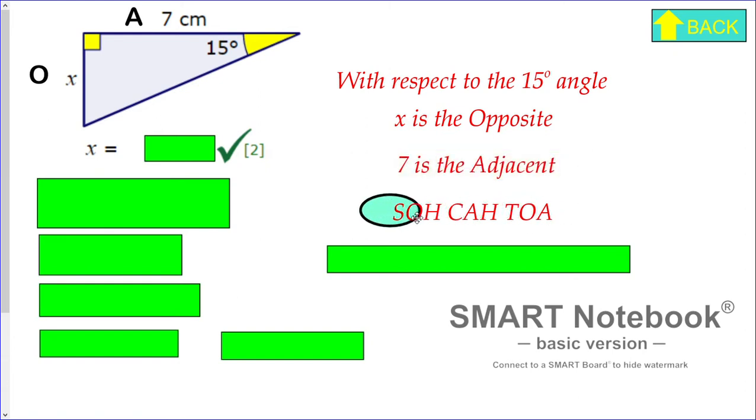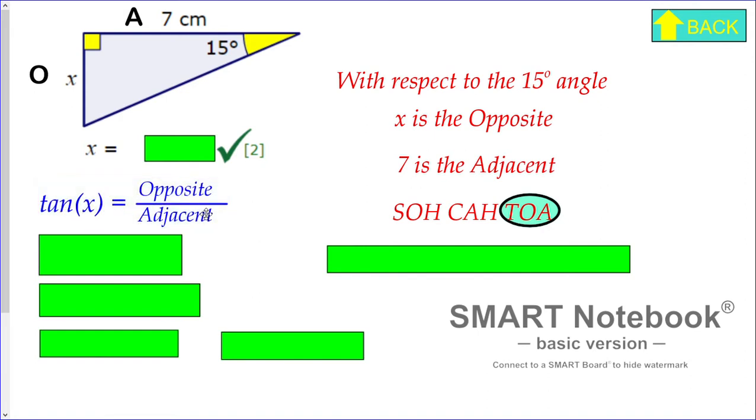Which one are we going to use? Opposite and adjacent. Opposite hypotenuse, adjacent hypotenuse, opposite adjacent. It's the tan that we're going to use, the opposite over adjacent. So you write down your function: tan of the angle equals opposite over adjacent. You make the substitution. The degrees always go into the function. So it's tan of 15 degrees equals the opposite, which is x, over the adjacent, which is 7.